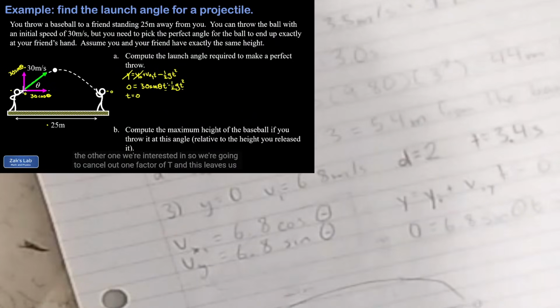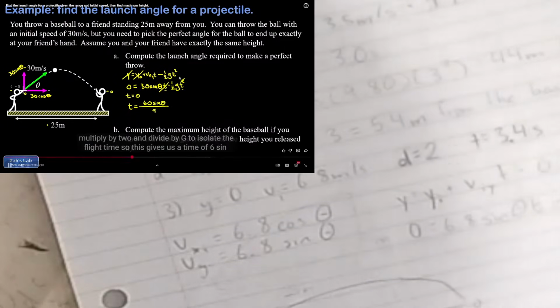So we're going to cancel out one factor of t, and this leaves us a linear equation in t. We're going to go ahead and add 1/2 g t to both sides and then multiply by 2 and divide by g to isolate the flight time. So this gives us a time of 60 sine theta, again, that's still an unknown, divided by g.